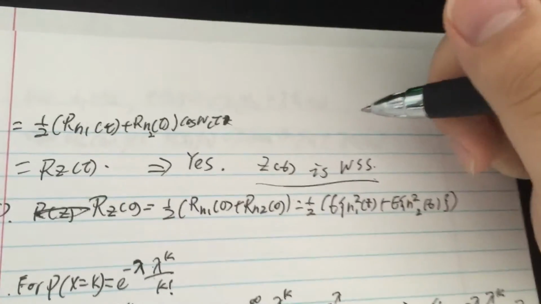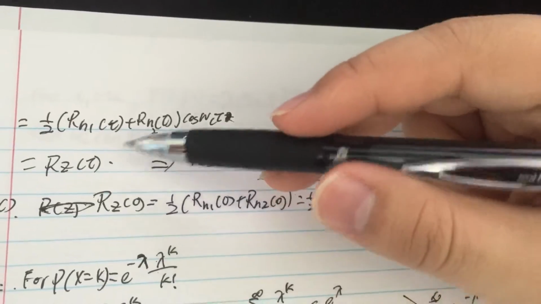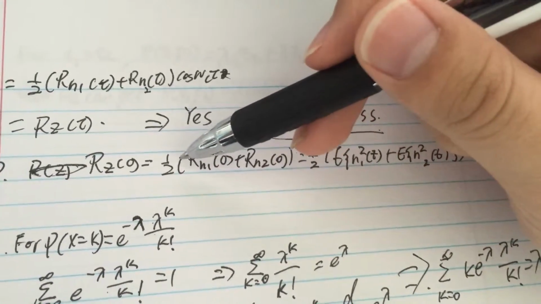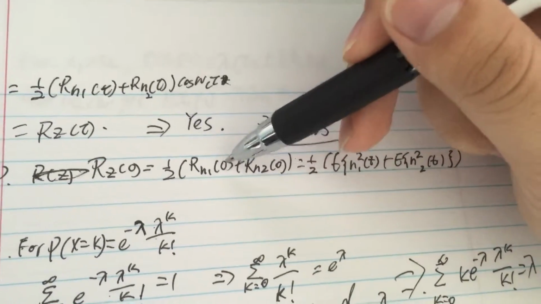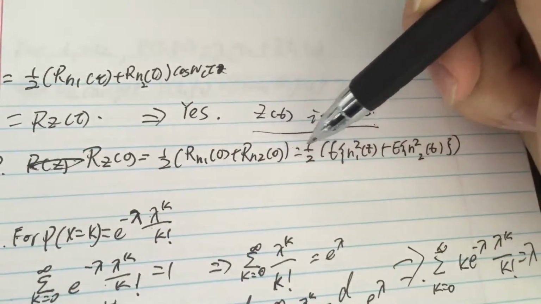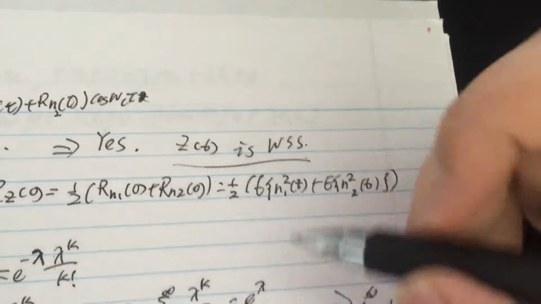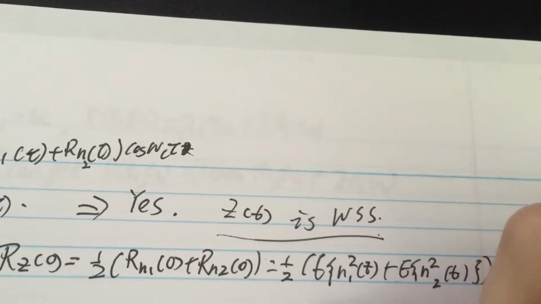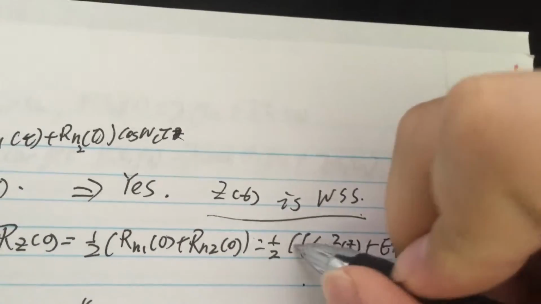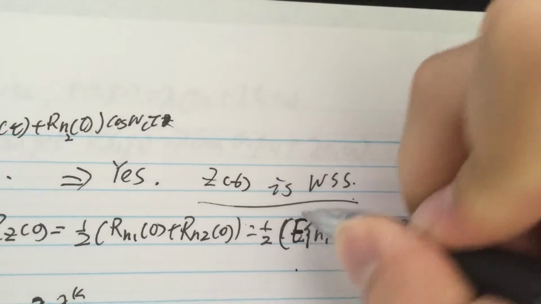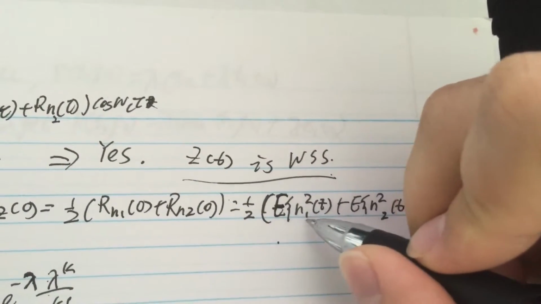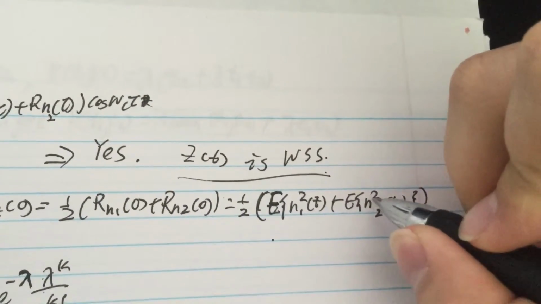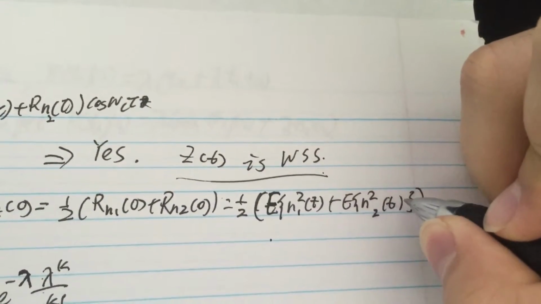For question C, it's the same. We plug 0 into R_Z(tau), then we get 1 over 2 times R_n1(0) plus R_n2(0). We can get its expression: 1 over 2 times E[n1(t) squared] plus E[n2(t) squared].